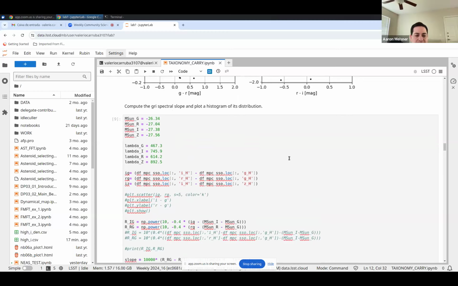Okay, cool. I'll try to check out that paper about the DES. I would guess that the biggest differences are in the redder bands, where the LSST filters, sorry, bandpasses, are most different.